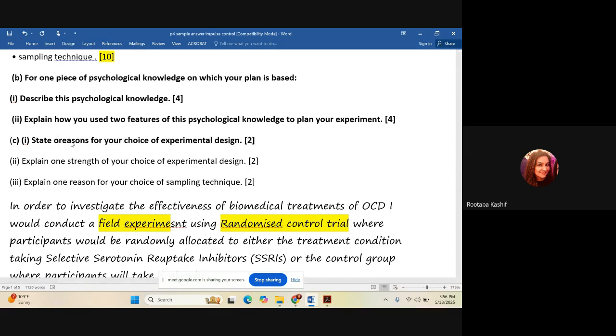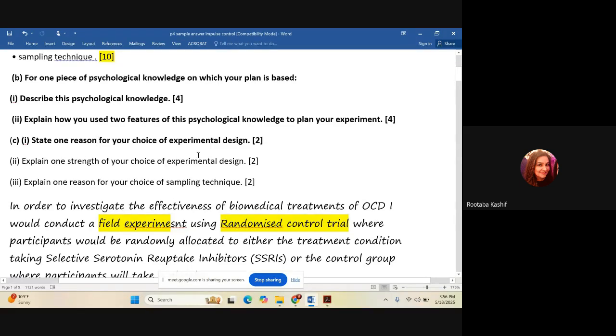Generally they'll ask you either one or two reasons. And that's why I'm saying that it's very important that your knowledge of your research methods, strengths and weaknesses of all of these things, the sampling technique, the experimental design, all of these things are very, very important.